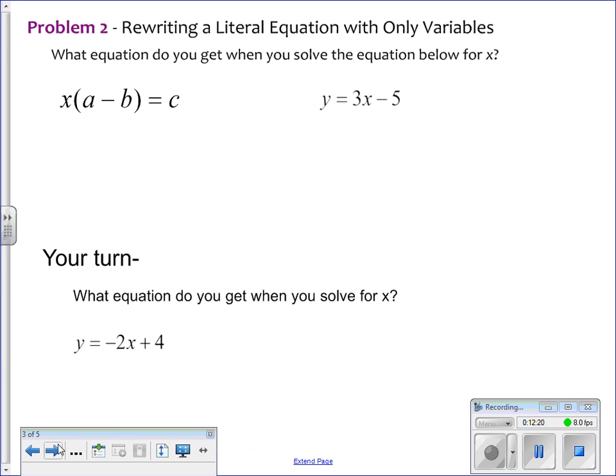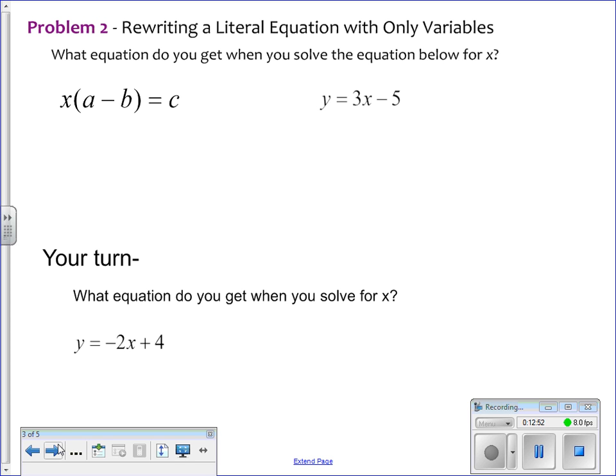Okay, rewriting a literal equation with only variables. So here's what we're going to do: the same thing we did in our first step. You're going to solve for a particular variable. So the first one is actually a lot easier than it looks. It looks nasty, doesn't it? X times (C minus B) is equal to A minus B is equal to C. I want to get X by itself.